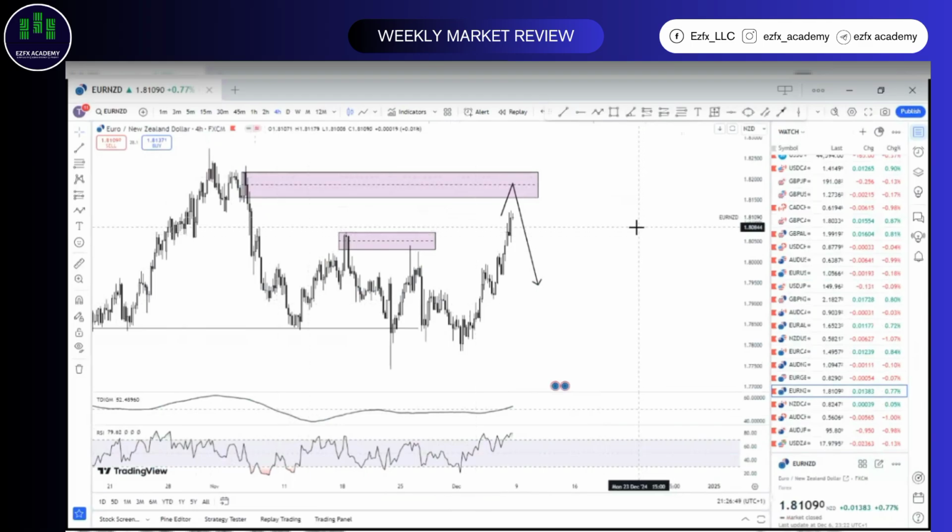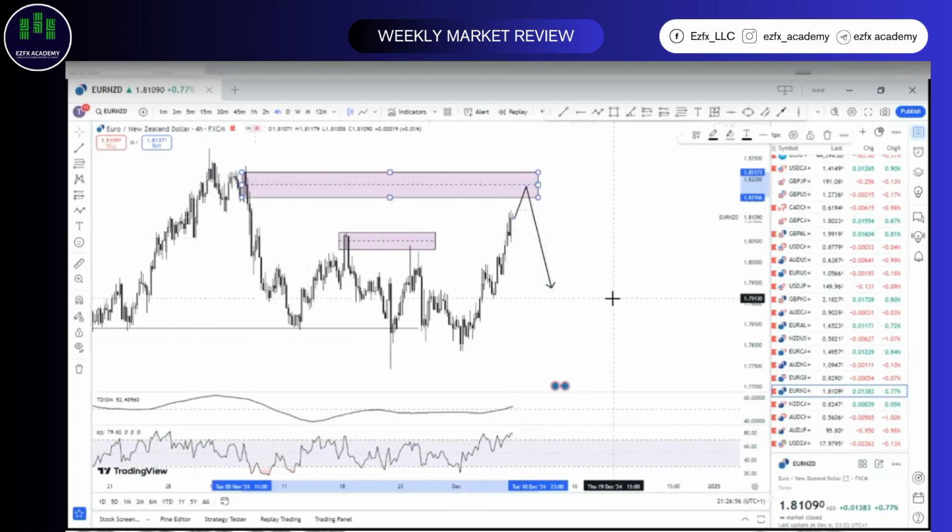So for Euro NZD, simple buy to sell scenario. This is my supply region between 1.82173 and 1.81556. That's what I'm watching out for the sell on Euro NZD.